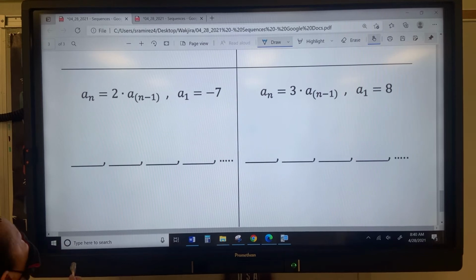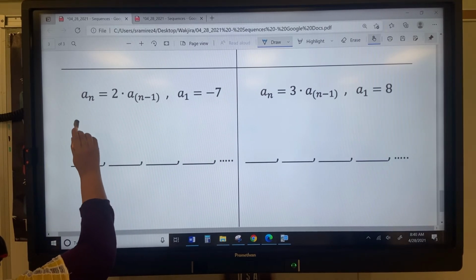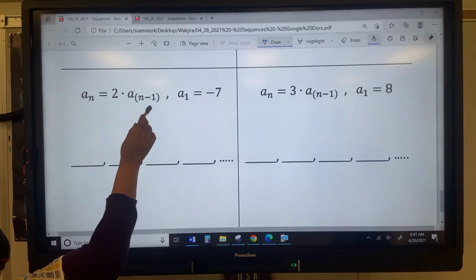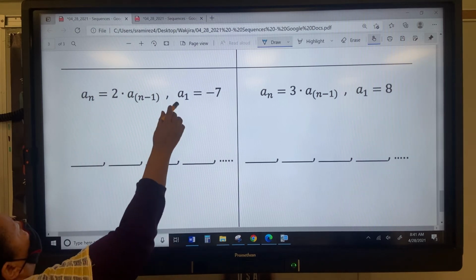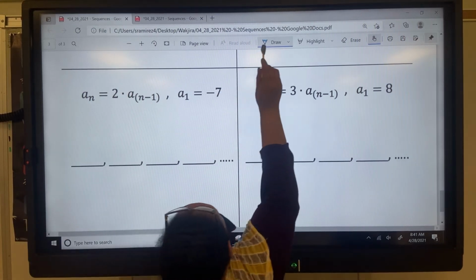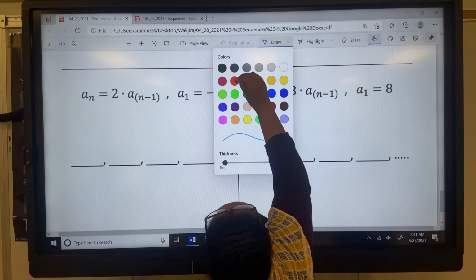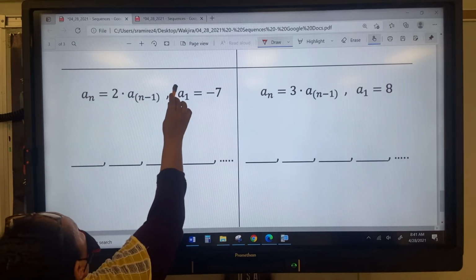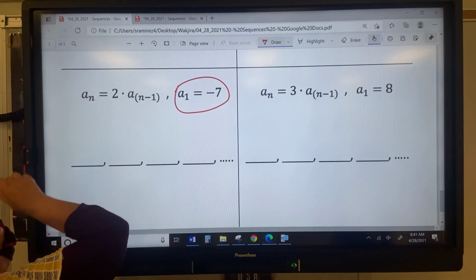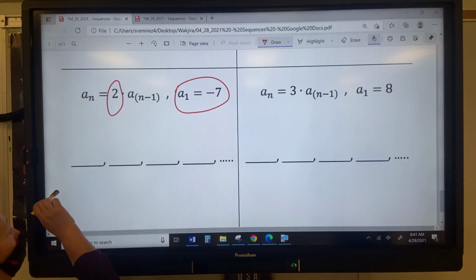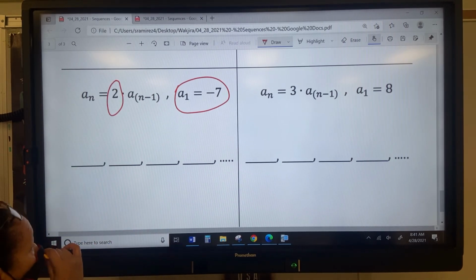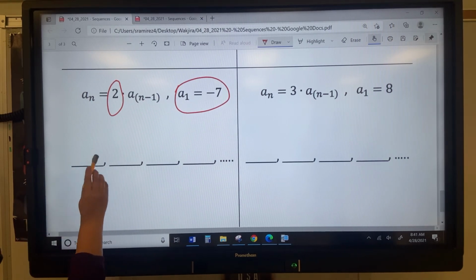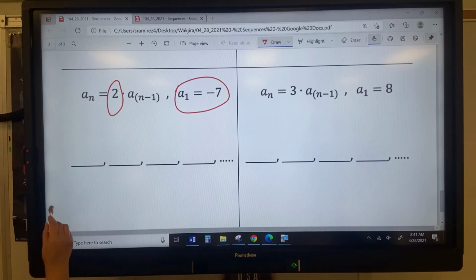It is the same thing again here. Our formula is A sub N equals 2 times A sub N minus 1, and we got our first sequence. Our first sequence is minus 7 and R is 2. In order for us to fill up this sequence, we have the first sequence, what is the first sequence now? It is minus 7.